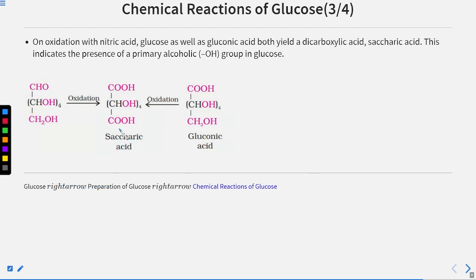Now again a new name. We have seen one oxidized form, and the second oxidized form in which both carbons, the upper one and the down terminal one, are oxidized. Then it is called saccharic acid. You can also convert our gluconic acid to saccharic acid. Here also you can do the same treatment with the Jones reagent. Clear? Now these were the chemical reactions.